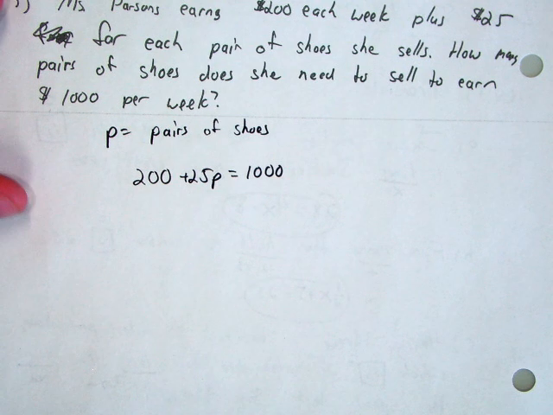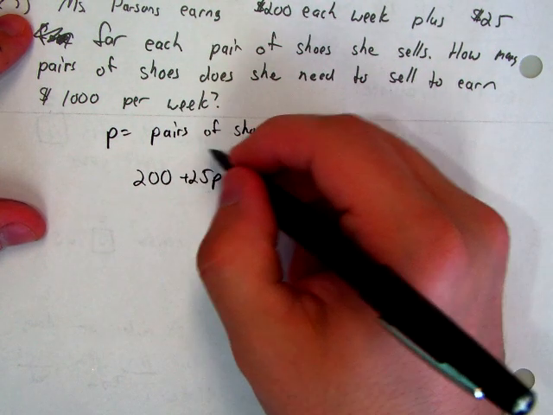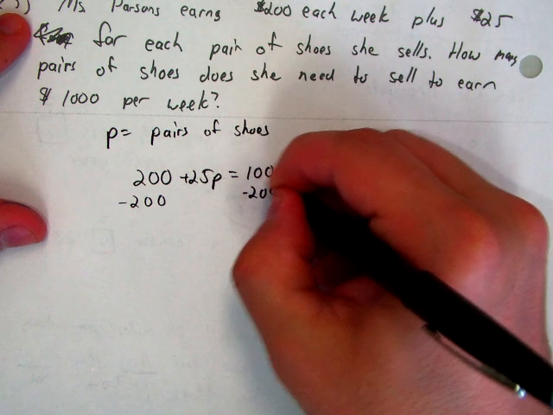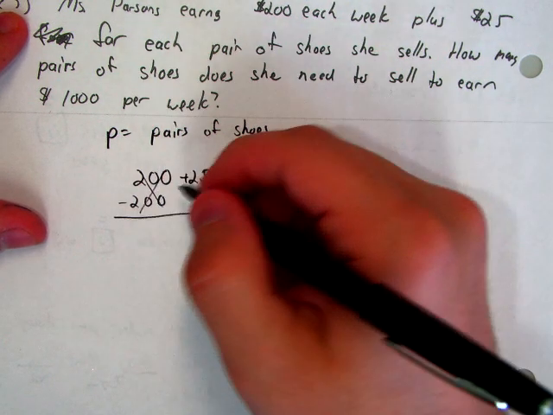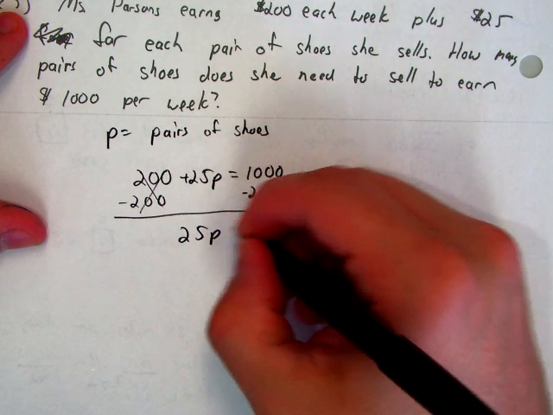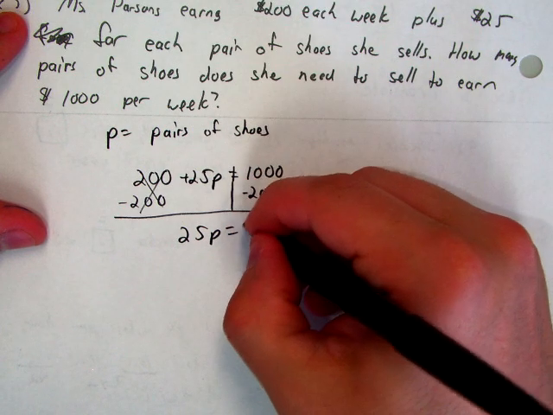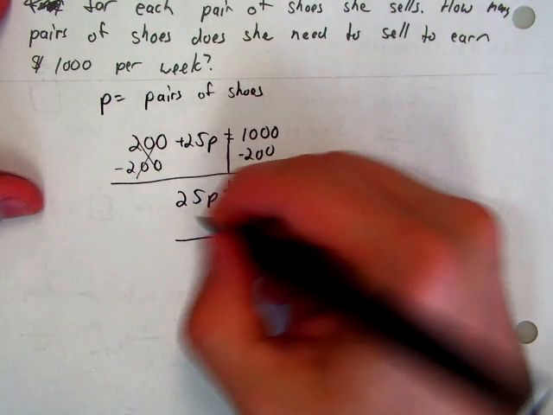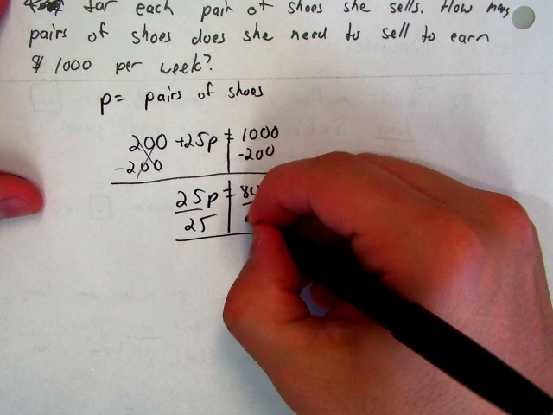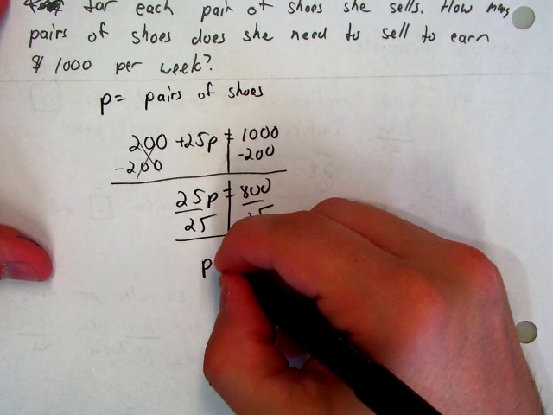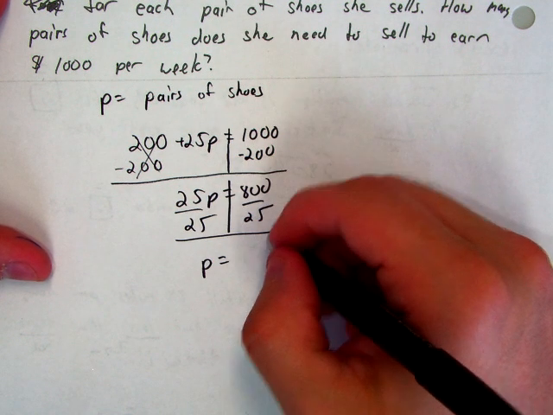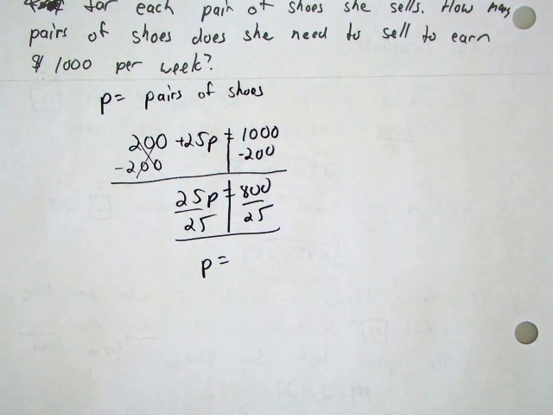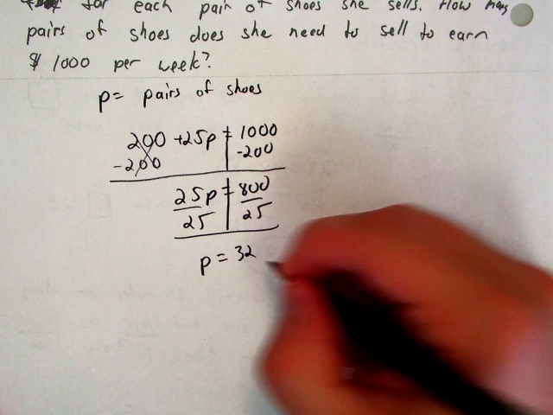So there's my equation. I want to get the variable terms all by themselves, so I need to subtract 200 from both sides. This gets me a 0 pair here, so I'm left with just 25p equals 800. I'm going to then divide both sides by 25. And I'll see that p is equal to 800 divided by 25, and that answer is going to get me 32.